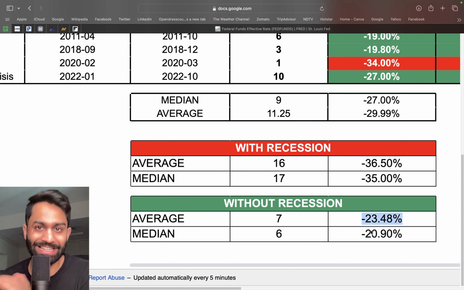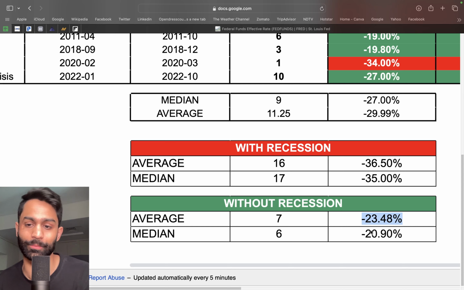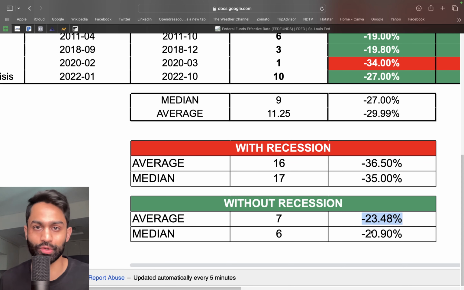That's a very contained sell-off of 20 to 23%. That's not a huge sell-off in the markets. Still pretty big in the context of the economy and, again, the market cap loss. But 20 to 23% is still pretty contained, I would say, in the context of a bear market that is only lasting 6 to 7 months. But that happens only when there is not a recession.